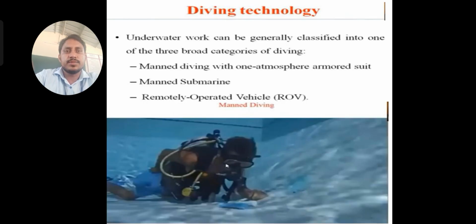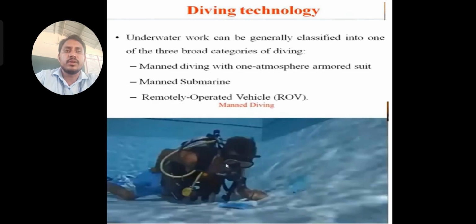The first 2 types of diving technology are related to humans. Humans enter into the water body below the water, with the help of some equipment and machinery, to identify exactly what damages are attacking the underwater concrete structures. And the manned submarine is also the same: through a submarine, divers enter into the water body to identify the damages, with the help of breathing equipment.